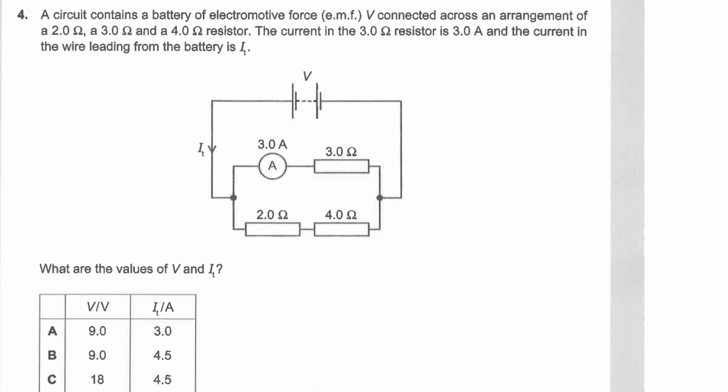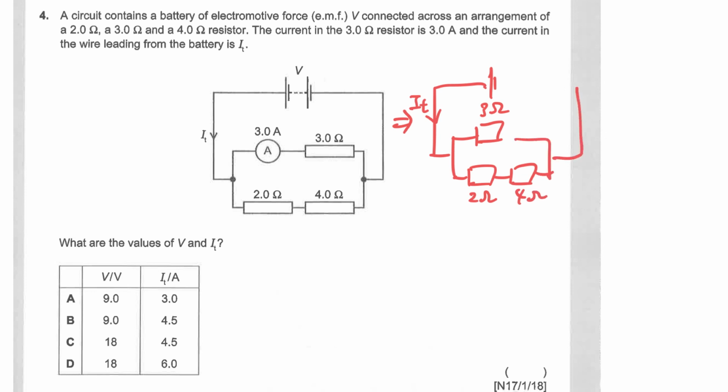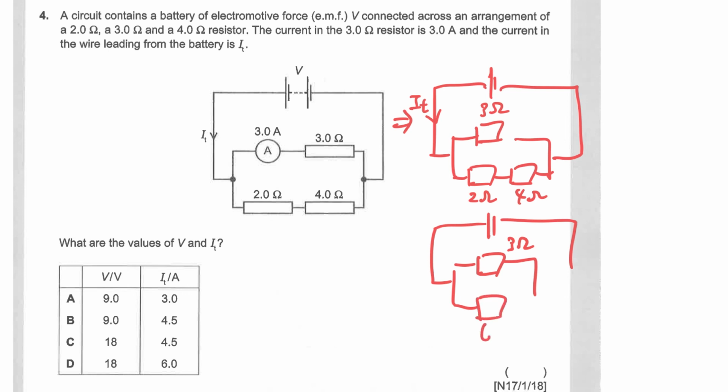Next, for question number 4 here. Alright, now if I were to simplify the diagram, I can redraw it: this is the main river IT, and in this branch there's only a 3 ohms resistor, and this is the 2 ohms resistor and 4 ohms. I can further simplify this into two branches, 3 ohms. And this one, because these two are in series, effectively I can just sum them up. That will be your 6 ohm resistor.